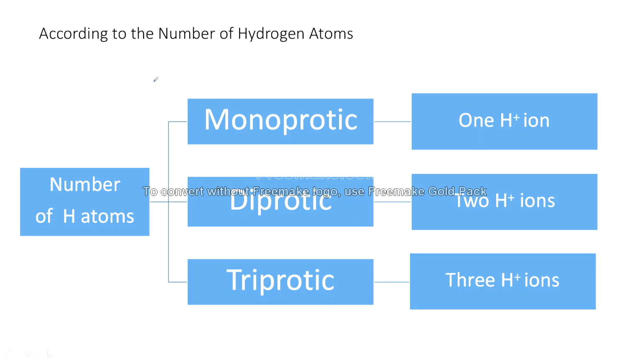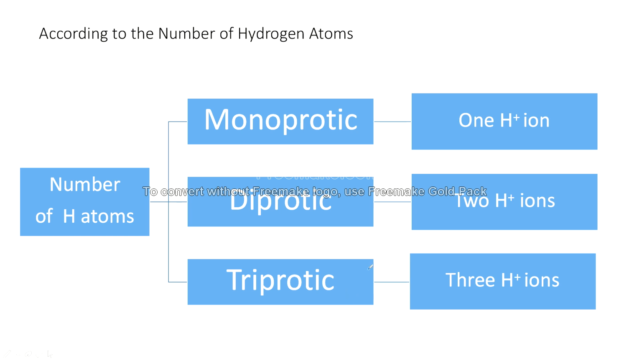Let's classify the acids according to the number of hydrogen atoms. If one hydrogen ion is produced, the acid is called monoprotic. If two hydrogen ions are produced, the acid is called diprotic. If three hydrogen ions are produced, the acid is called triprotic.